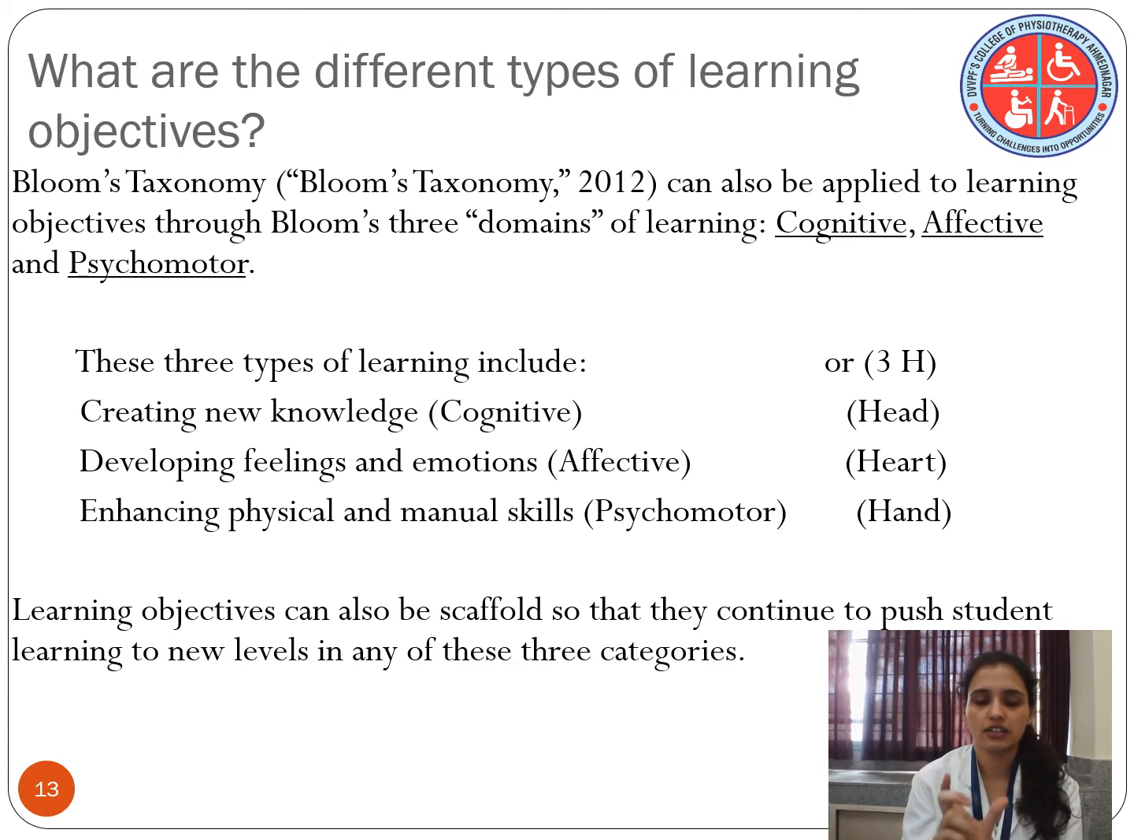Then third domain is psychomotor. Psychomotor is: we have the knowledge, then we think about how we can implement that, and then the third stage is the implementation of our knowledge, that is enhancing the physical and manual skills, psychomotor, or from the hands. So accordingly 3H are there. Learning objectives can also be scaffolded so that they continue to push the student to new levels, in any of these three categories.